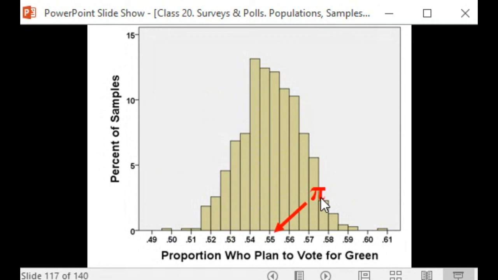And this will turn out to be something important to us later on. In most samples, p is going to be close to pi. We don't get nearly as many samples where p is far away from pi. Now, here's another question. The average value of p in the samples was about equal to pi. Is that true or false? Let's see.